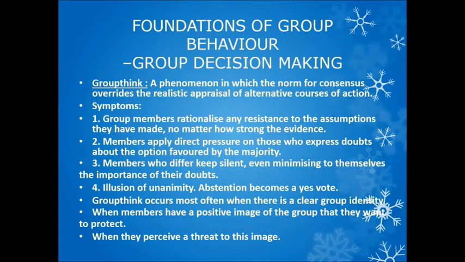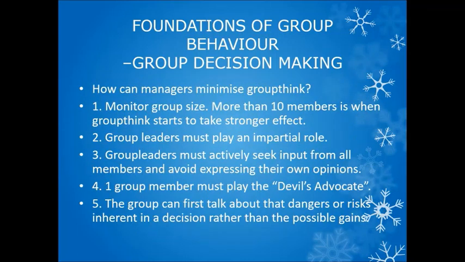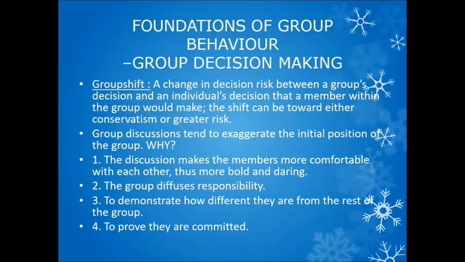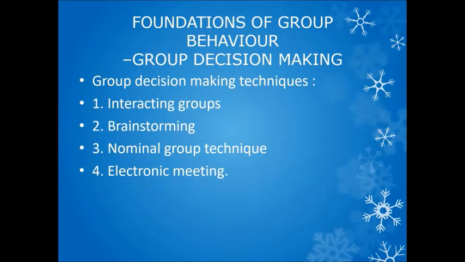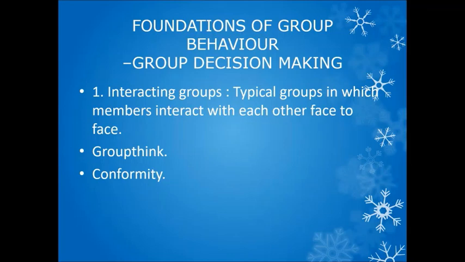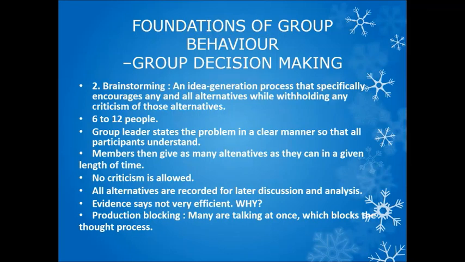Cohesiveness is the degree to which members are attached to each other and motivated to do the activities. Consider the relationship between group cohesiveness and performance norms. How to increase cohesiveness? Make the group smaller. Groupthink is a phenomenon in which the norm of consensus overrides realistic appraisal. How can managers minimize groupthink? Monitor group size; with more than 10 members, groupthink is heavy. Group shift is a change in decision risk between the group decision and the individual's.